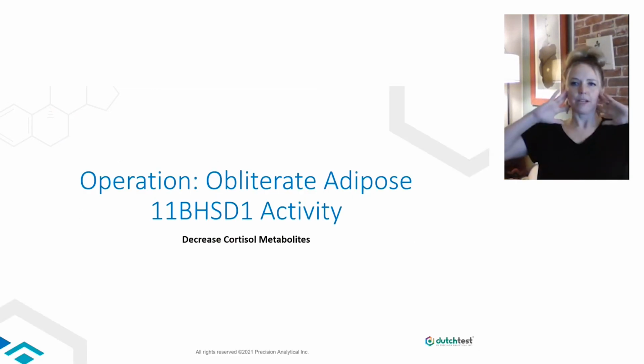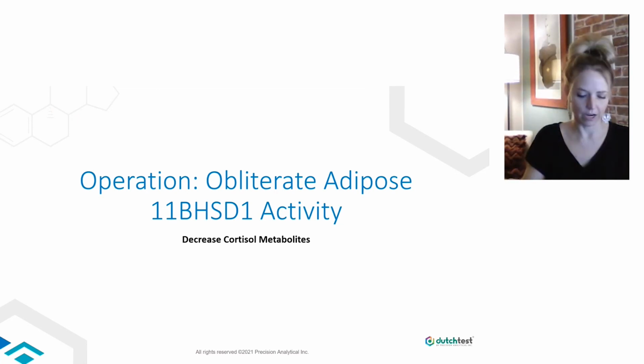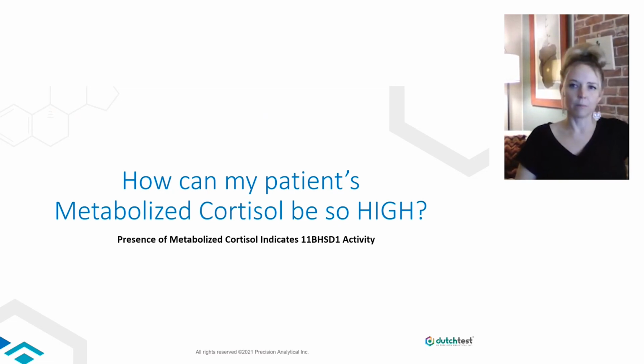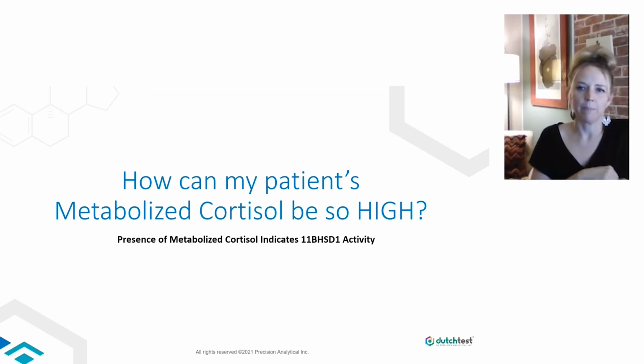But I think the right approach is to bring that adipose tissue dysfunction back under control. So we want to go after the inflammation, the oxidative stress, and the insulin insensitivity in order to do that. So we really want to obliterate that adipose 11-beta HSD1 activity to decrease the cortisol metabolites. Almost across the board, when patients are struggling with weight loss, when you run a DUTCH test, you will almost always find high metabolized cortisol, or higher metabolized cortisol compared to lower or a flat pattern diurnal free cortisol, often even.